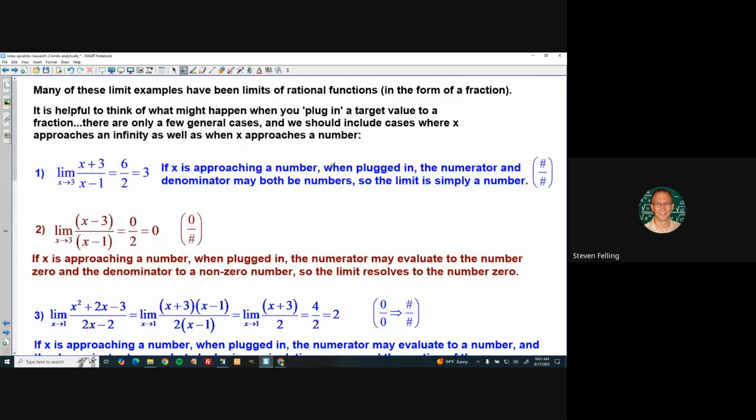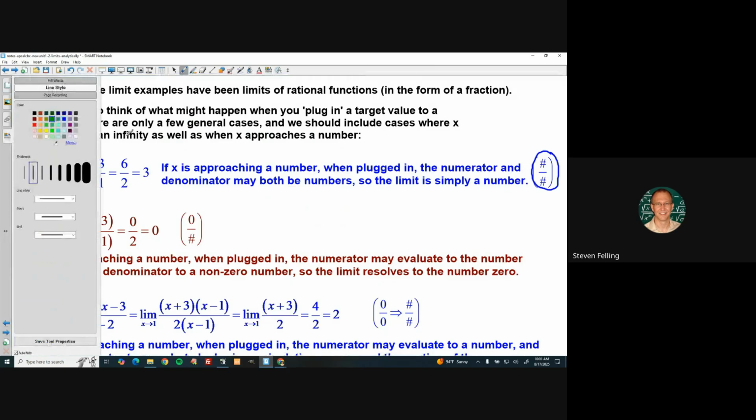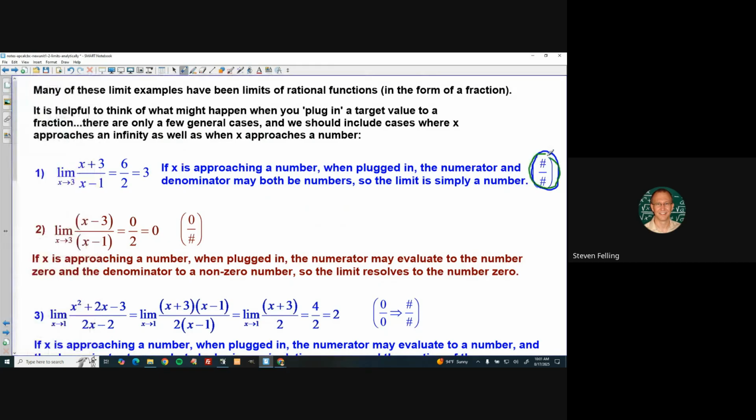Okay, so what happens when you plug in a target value to a function in the form of a fraction? Well, if you have an example like this, let's say limit as x approaches 3 of x plus 3 over x minus 1, and you plug in the 3 here and here, you get 6 over 3. You just get a number over a number. So that's definitely a possibility. Very common. You can get a number over a number. And if you do, it's simply equal to whatever that number is.